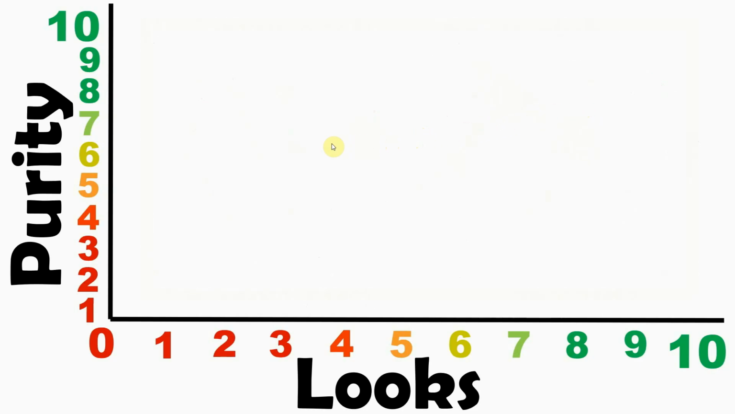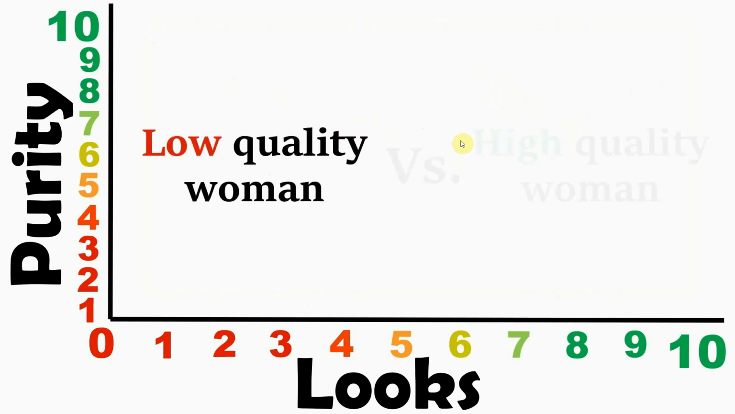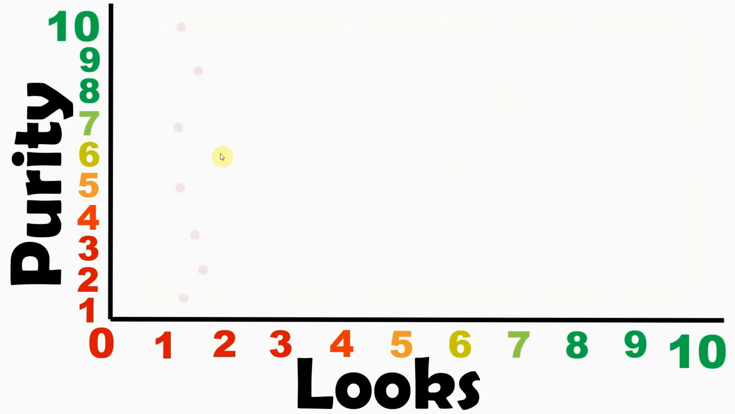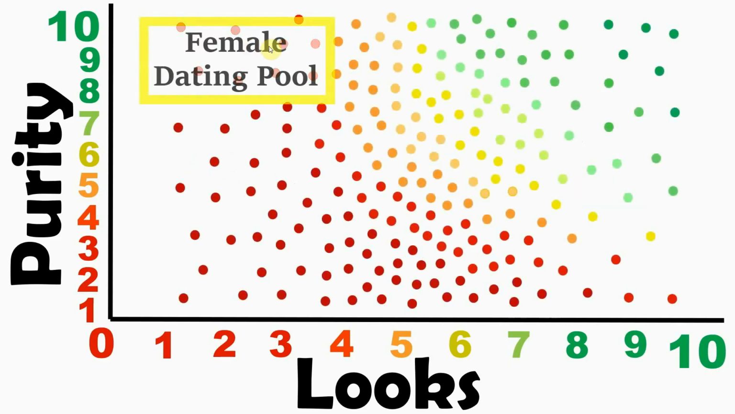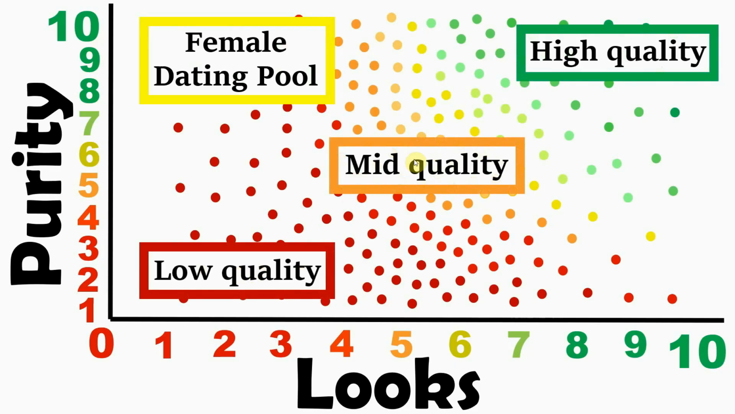First, we'll start by defining using this chart what the difference is between a low quality and high quality woman. The dots you see on your screen now show a rough depiction of what I believe the female dating pool looks like. I've color coded them too so you can easily see the different levels of quality out there.